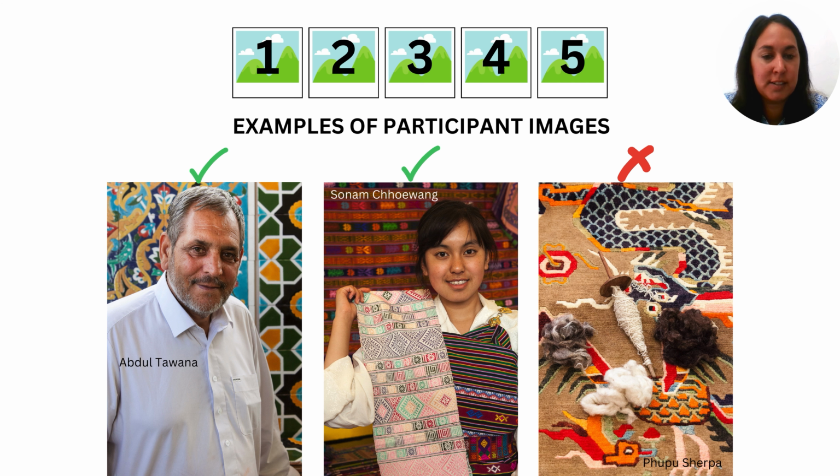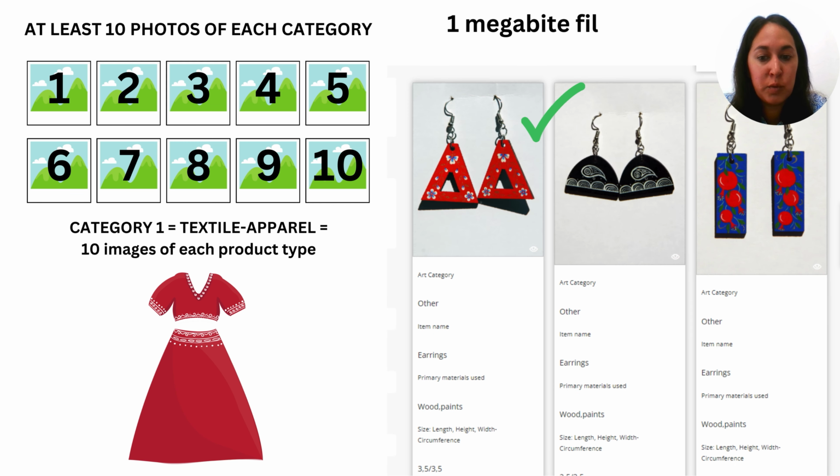There are 2 sections that ask for photos. They're called Participant Photos section and Product Photos section. In the Participant Photos section, IFAM wants 5 different photos of the artist or the cooperative group. These photos will be used for marketing purposes if you are selected. In the product photos section, you will upload at least 10 high-resolution images per category of art that you are applying with. IFAM also strongly recommends that each image be at least 1 megabyte so that you can zoom in on the image and see all the details.